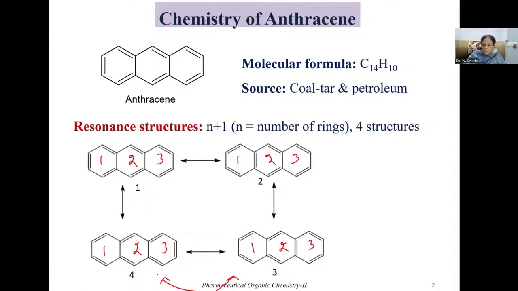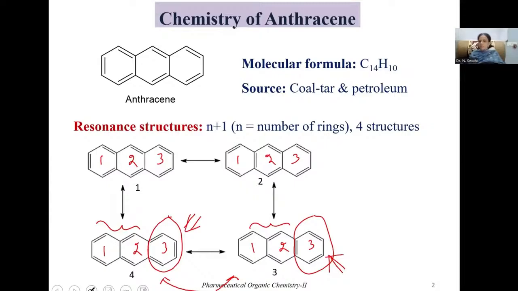Now compare the third and fourth resonance structures. They differ only in terms of the third aromatic ring system. The first two aromatic ring systems were written similarly, and the double bonds present in them were represented similarly. These two structures differ only in terms of the third aromatic ring. Again, the third aromatic ring system is represented in the form of two Kekulé structures of benzene. This is one Kekulé structure and this is another Kekulé structure of benzene. So only in the third aromatic ring system is there a difference between the third and fourth resonance structures.